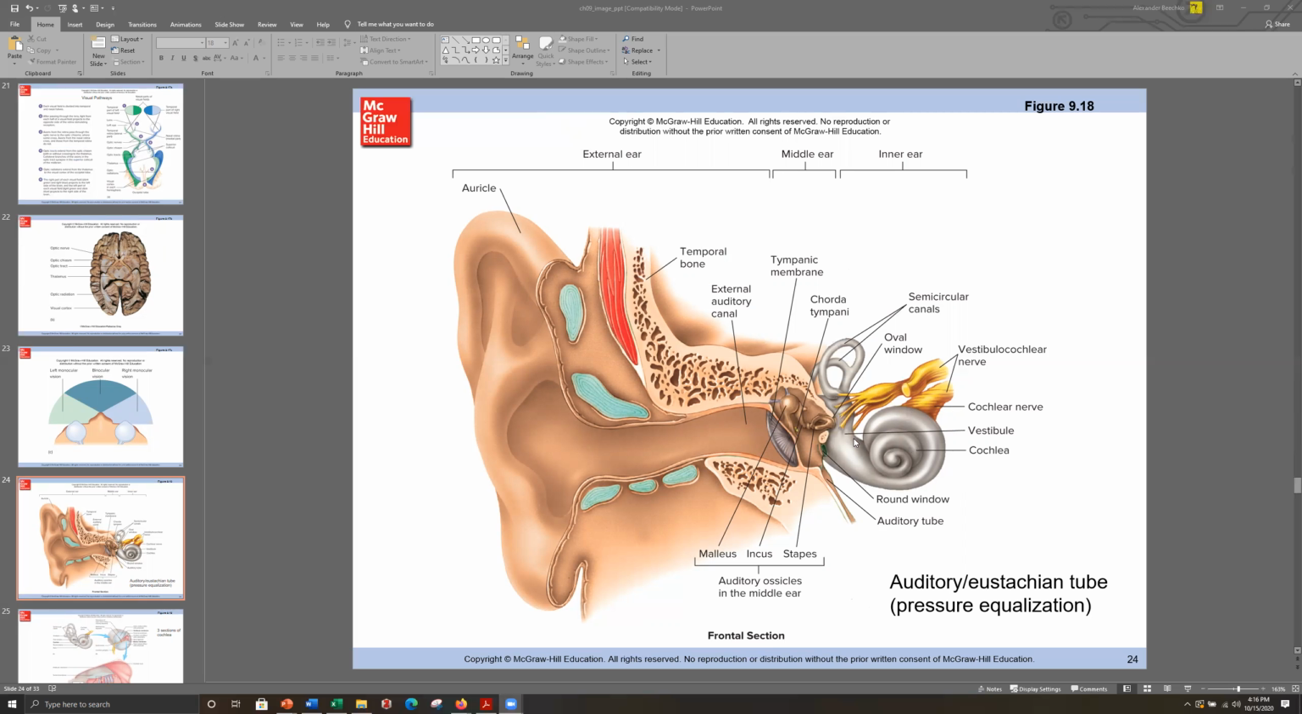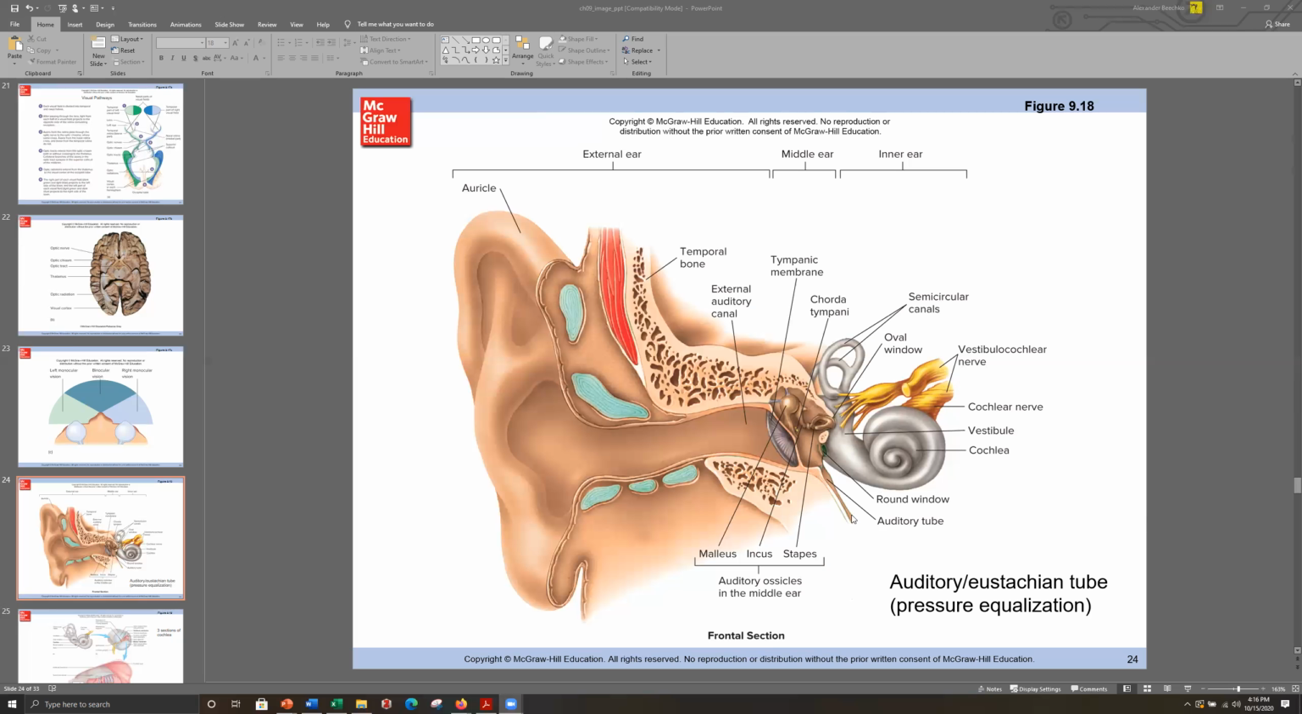Then we have the vestibule, a large opening chamber that's linked to the stapes just here. Then we have our cochlea, where sound can reverberate and move around in. And then we have our vestibulocochlear nerve, which is hooked up to our inner ear, which is how we interpret sound. Okay. I have this little note here about the auditory or eustachian tube.